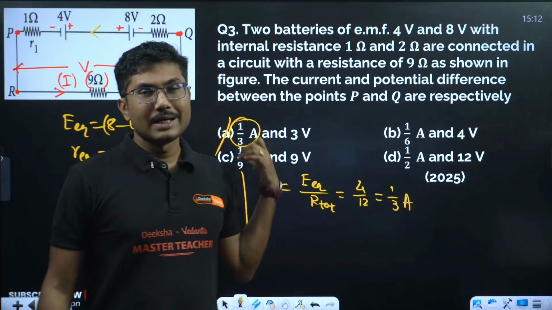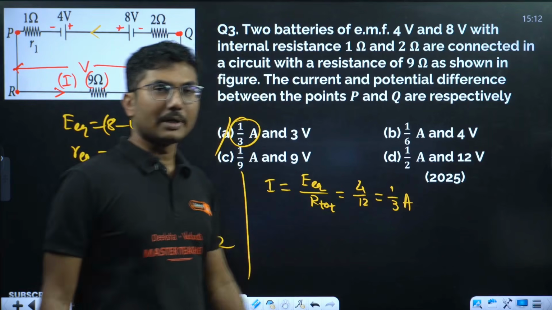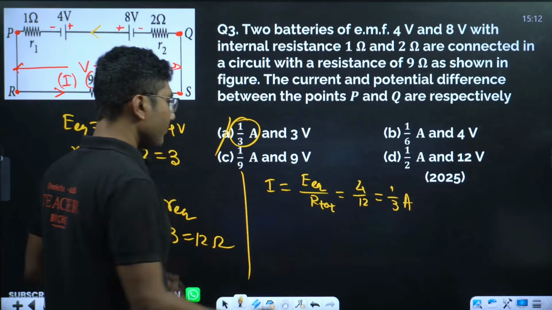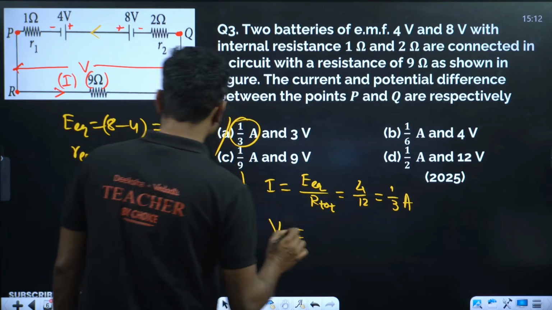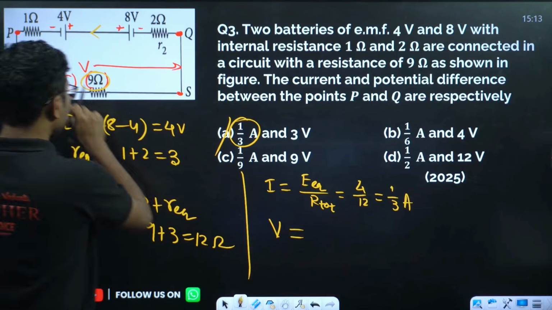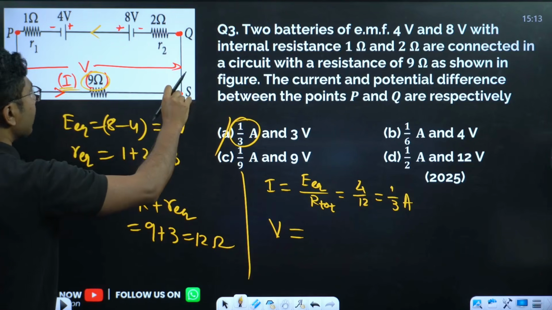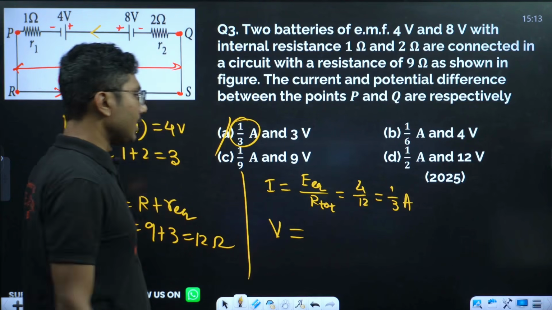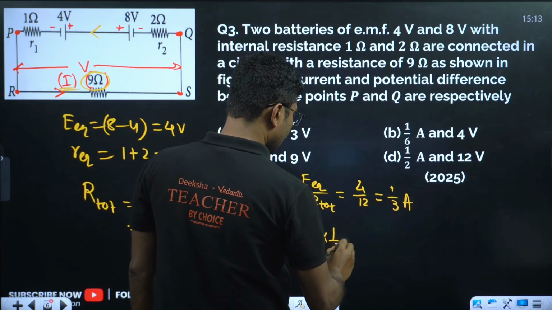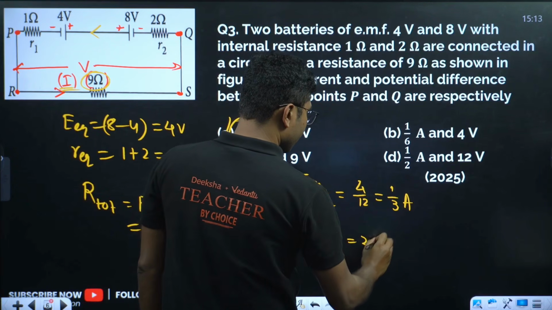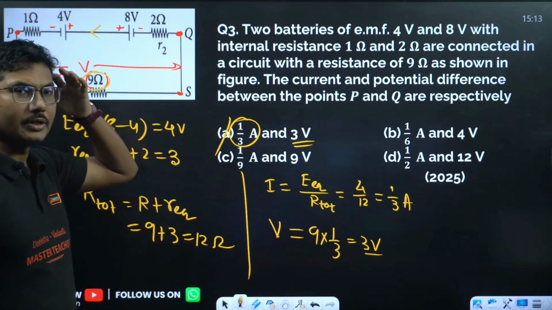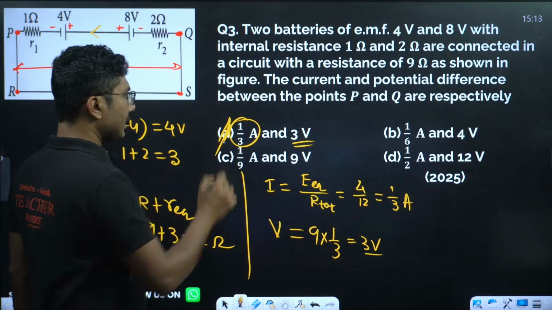If they give the same current, suppose the same current is given in 2-3 options, then how to calculate the voltage? Very simple. As I mentioned, voltage is nothing but take this resistance, multiply with the current, that is the voltage drop across this, and the same voltage drop will appear here as well. So it is 9 into 1/3, that is 3 volt. So if you see that, this is also matching. This is a confirmation that okay, our option A is correct, right?